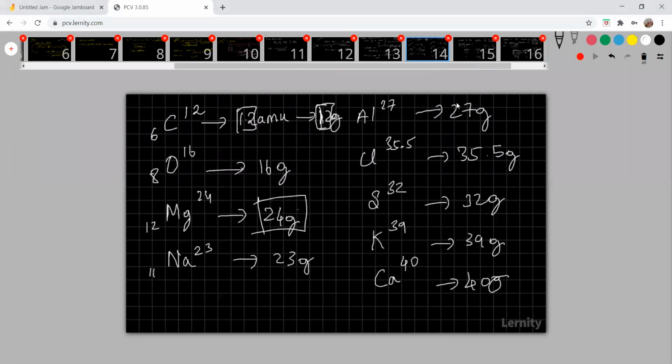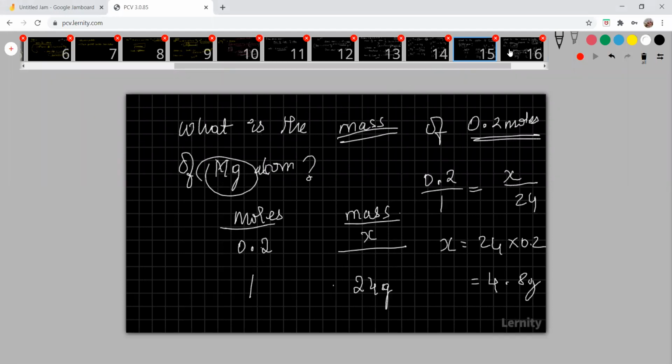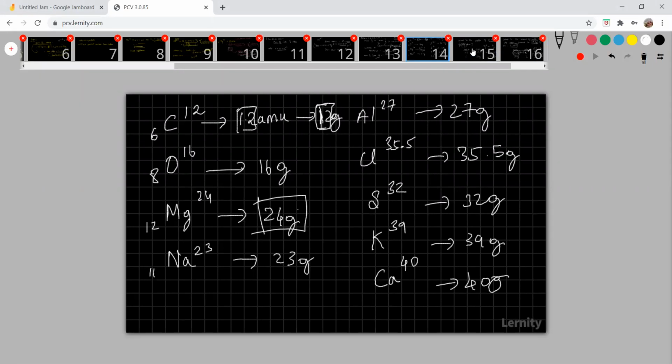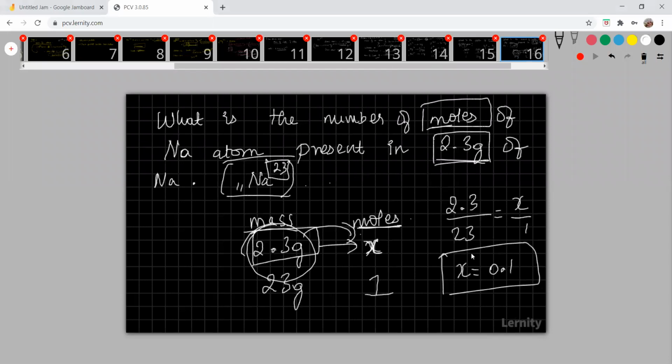Now listen here. When we found out the number of moles in the previous question, where is that question? Yes, here we found out the number of moles, correct? See, x was the number of moles. So the number of moles, how did we calculate? 2.3 is the given mass.